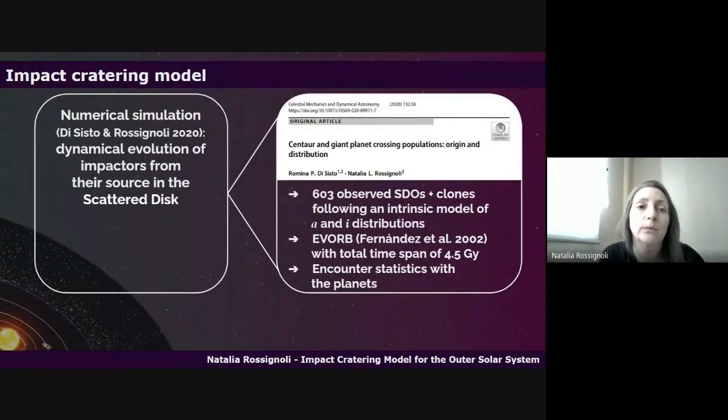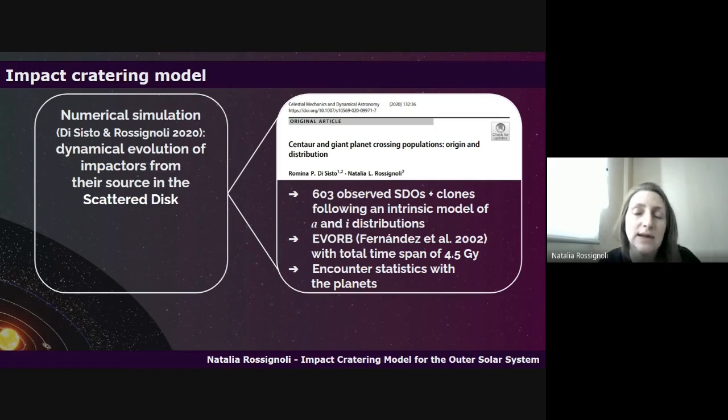So how do we model the impact crater distributions on these satellites? Well, we rely on the results of our numerical simulation that was published in 2020, that follows what we think and model to be the most important impactors in these systems, that are the heliocentric impactors that have their origin in the scattered disk inside the Trans-Neptunian region. So essentially, this is our work from 2020.